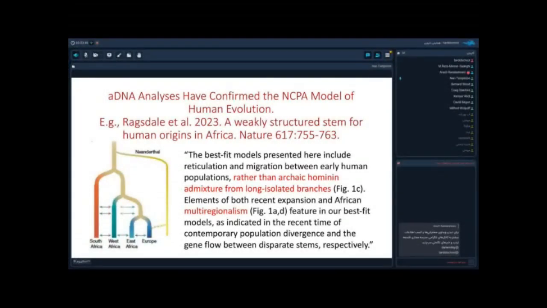They then go on to say, "Elements of both recent expansion and African multi-regionalism feature in our best fit models." That is, when they just look at the African populations, they found multi-regionalism there in the very sense that Weidenreich used. And so they concluded that, in fact, gene flow and admixture within Africa was critical for the evolution of anatomically modern humans. And then when these anatomically modern humans expanded out of Africa, there was additional gene flow and admixture, which continued to accelerate human evolution. So admixture, gene flow, multi-regionalism is the dominant mode since at least the mid-Pleistocene, both from nested clade analysis and from ancient DNA studies.